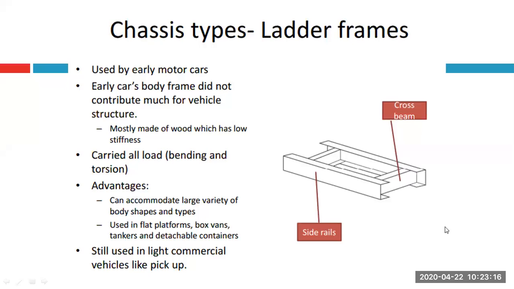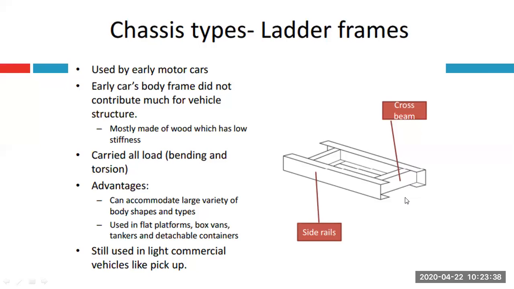So it was used in early motor cars, and as you can see, a ladder frame will have side rails which are shown in this diagram, and it will also have cross beams. So even nowadays, you'll find that this type of frame is very commonly used, typically for heavy vehicles or even some of the commercial vehicles, right?